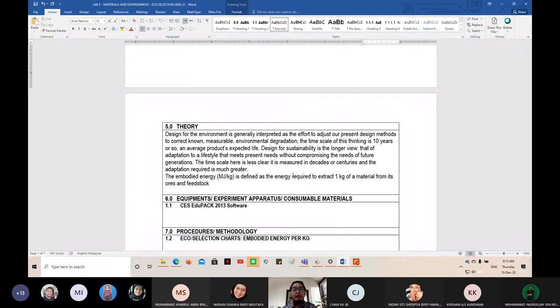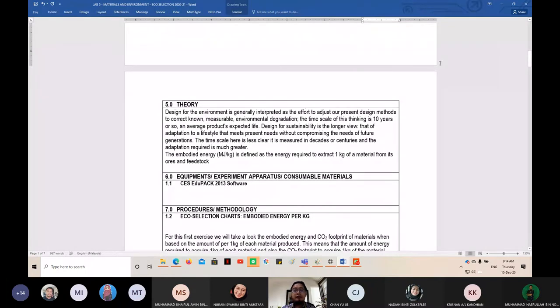And so they related that in the future, if we don't control or make our materials or our products sustainable, then we will have so much waste, and it will have a detrimental effect on the environment. That's why the software has this kind of function, relating to how material and design affect the environment. That's some of the opening on how it came to be.